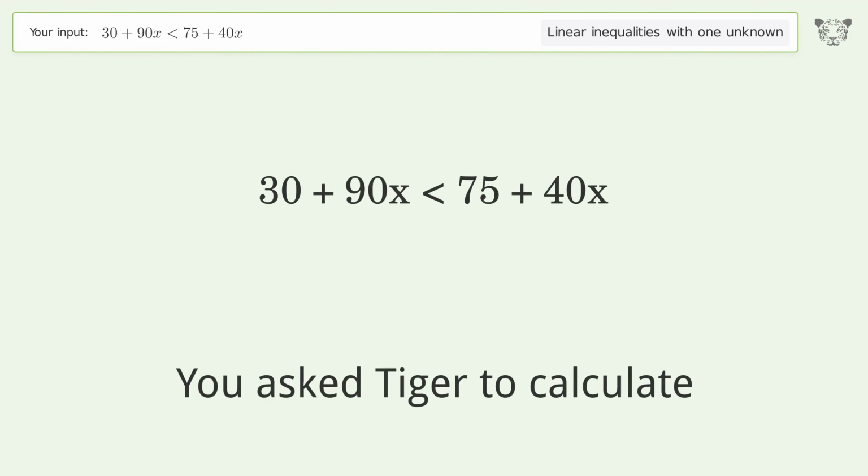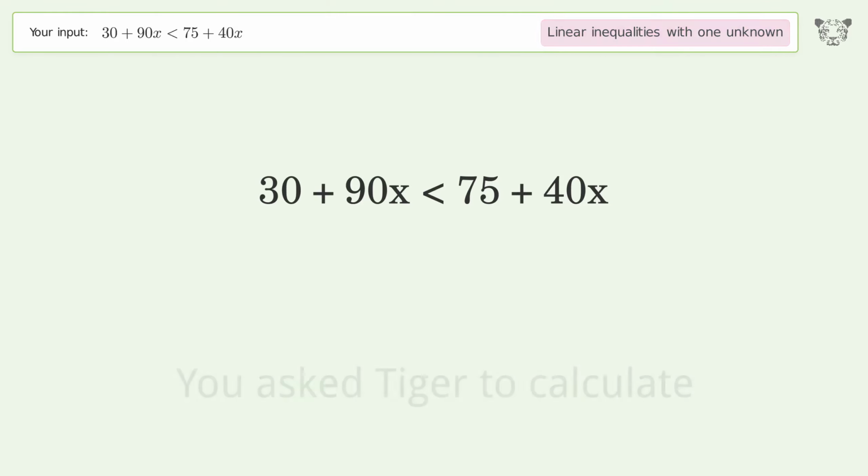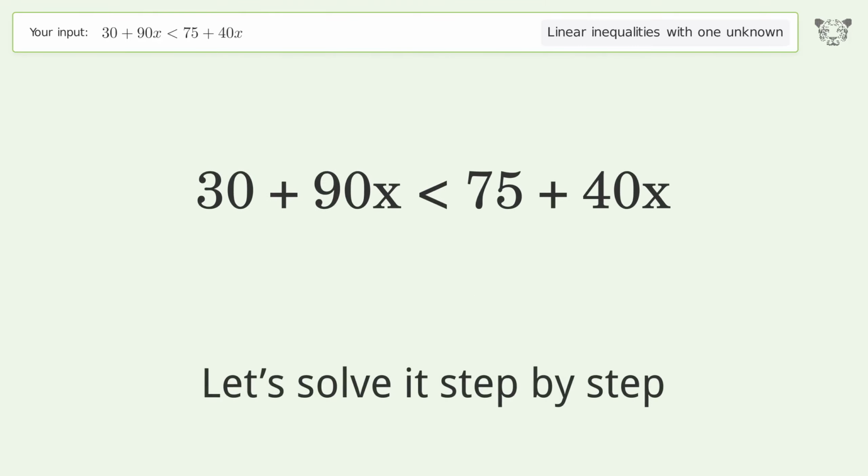You ask Tiger to calculate. This deals with linear inequalities with one unknown. The final result is x smaller than 9/10. Let's solve it step by step.